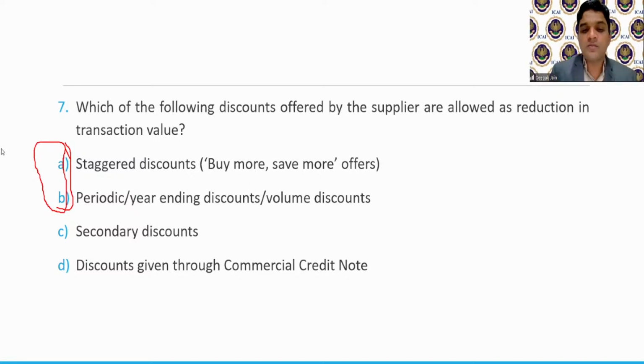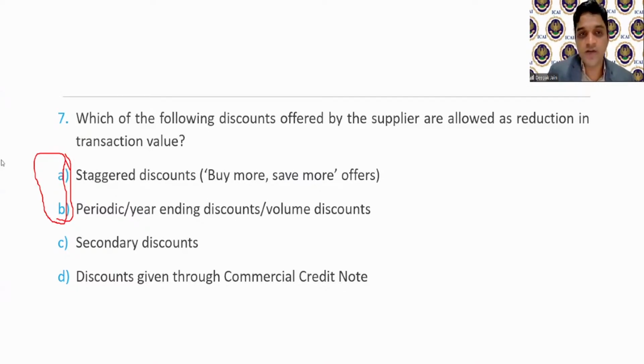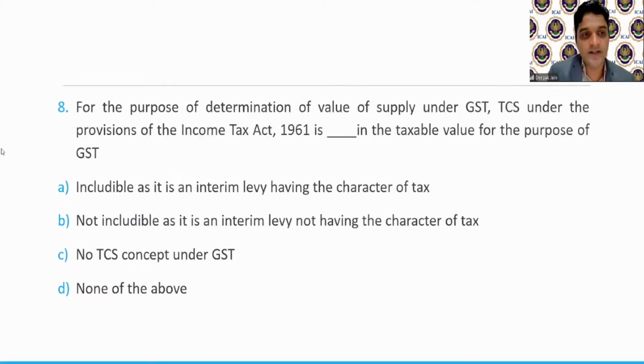And discounts given through commercial credit note also. No, Kanakharini. Either give secondary discount or give commercial credit note. In both these cases, reduction is not there. Because secondary discount, when you issue it, GST is not reduced, so there also you'll not get the credit.